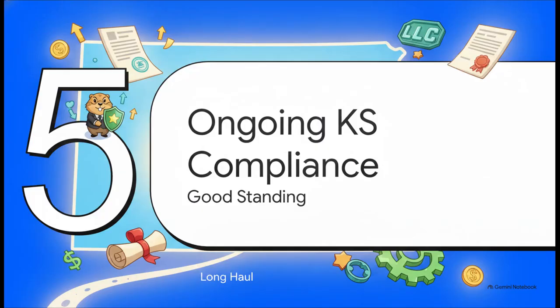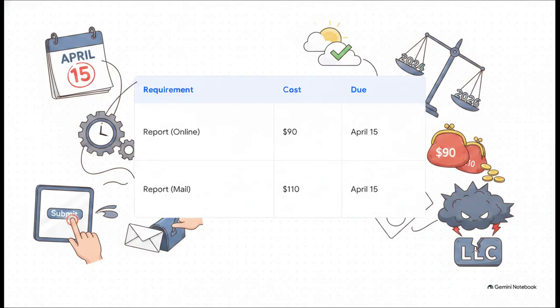Up next, Section 5, Ongoing Kansas Compliance. Now, what's really interesting about this is a recent, pretty major shift Kansas made. They actually moved away from annual reports and adopted a biannual reporting cycle. That means you only have to file your information report once every 2 years. It is always due on April 15th, and it matches the parity of the year you formed the business.